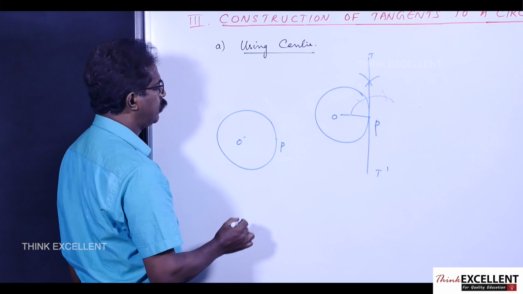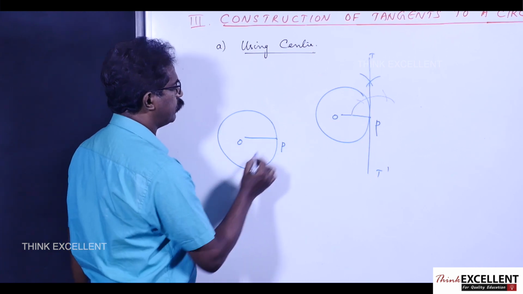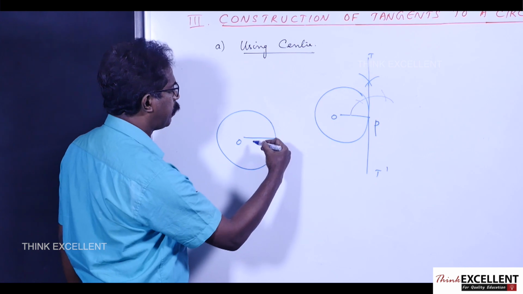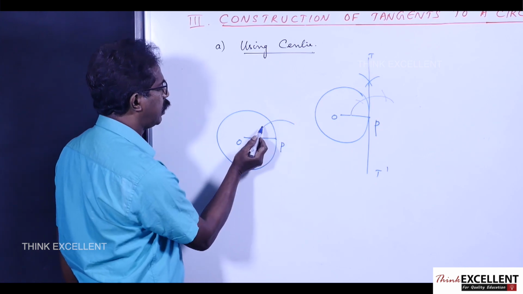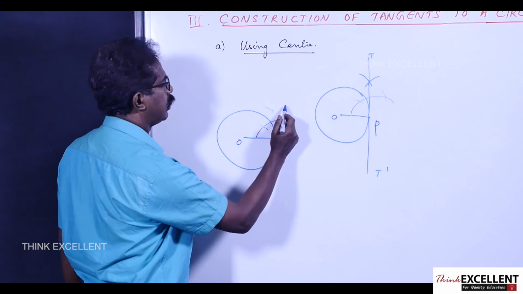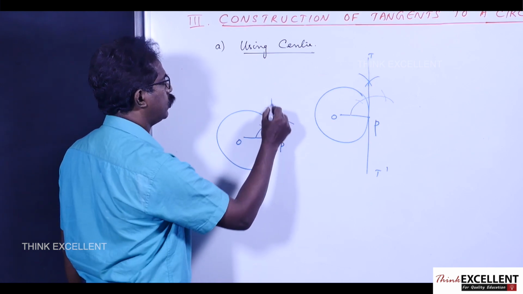So first step, join OP. Now at P you have to construct a perpendicular line. For that, keep the pointer here and draw one arc. Same measurement, keep the pointer here, one arc. Here another arc. Same measurement, keep it here, one arc. Here another arc. Join these two and extend it.